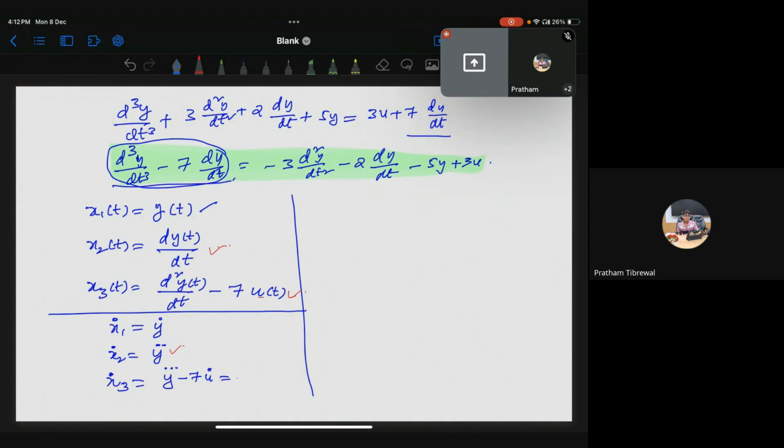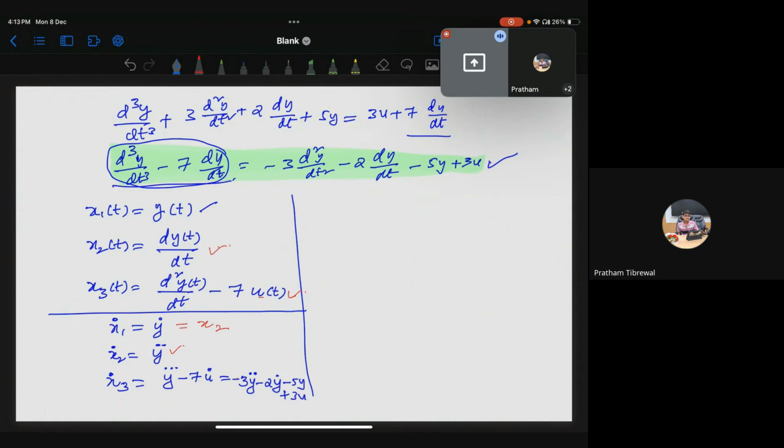So what is this one? Minus 3 Y double dot minus 2 Y dot minus 5 Y plus 3U. Am I correct? Yes, sir. So what is this one going to be? X2. Am I correct?